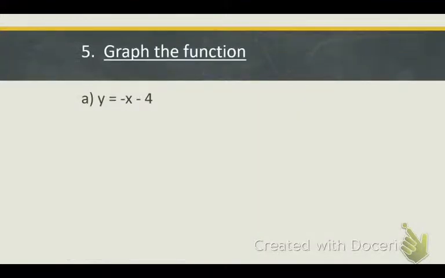For the last problem we do today, number 5, we're going to graph the function y equals negative x minus 4. Now, whenever I don't tell you what the domain is, every single time you're going to use what three numbers? -1, 0, and 1.